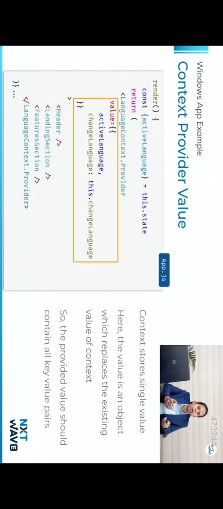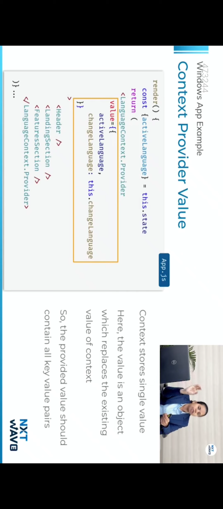Now, coming to the value. Here, we have to provide the updated value, right? You can see that it is present in the state, so we are accessing it from the state and passing that. And we are also providing the change language method. Here there's one important point to note. The context will store a single value. It's always a single value. Currently the value is an object with the active language as a key and change language as a key, right? So context is always a single value.